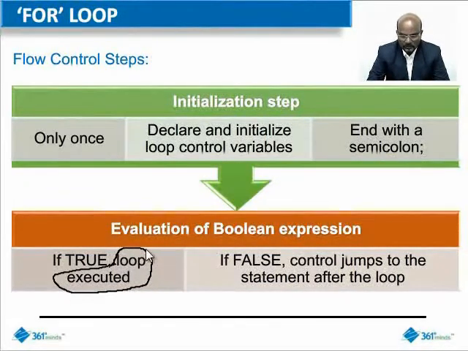Now the initialized value is incremented or decremented by 1. Now the condition is checked. If the condition is true, it once again goes back to the first step, and once it comes across a point where the condition becomes false, the loop gets terminated.